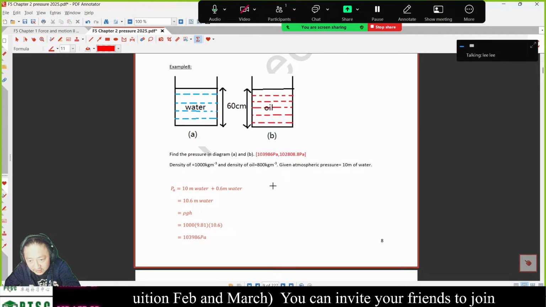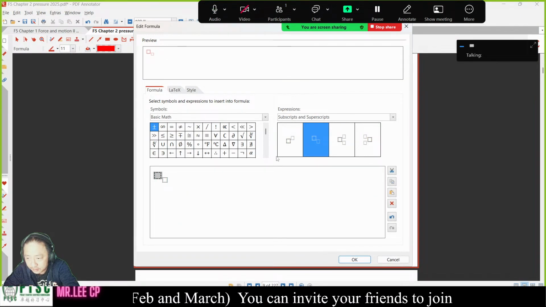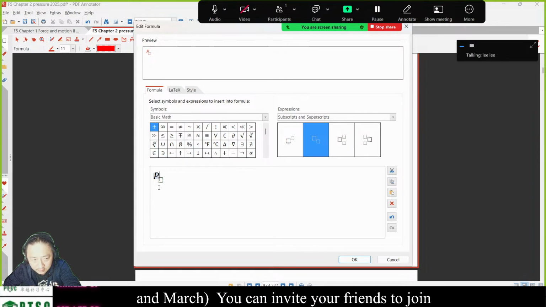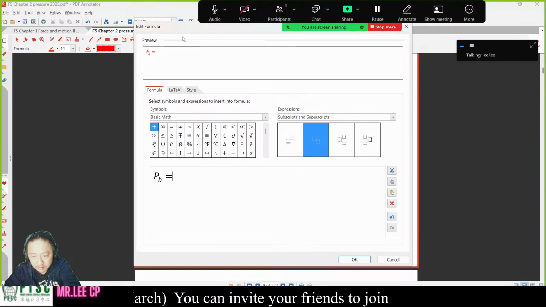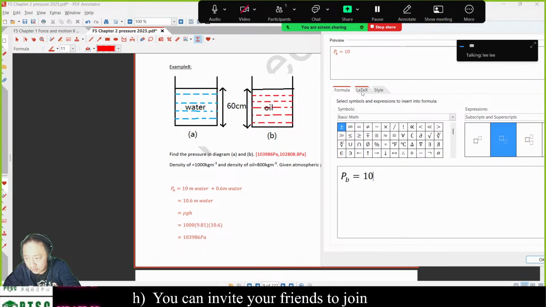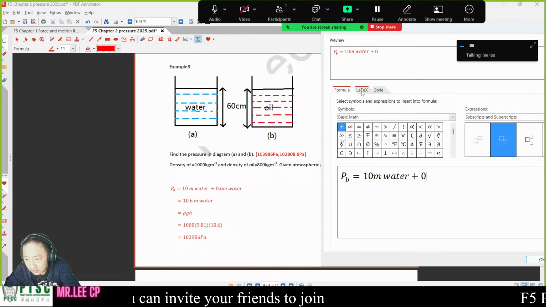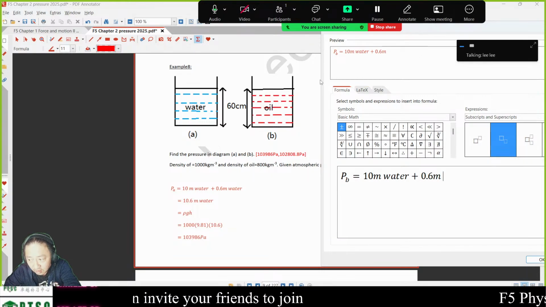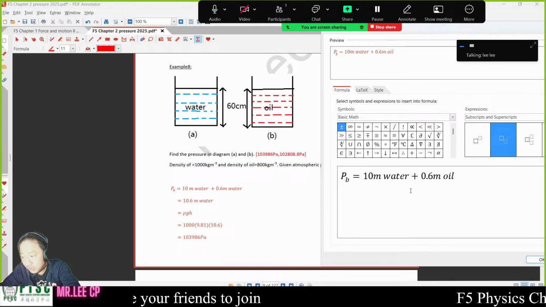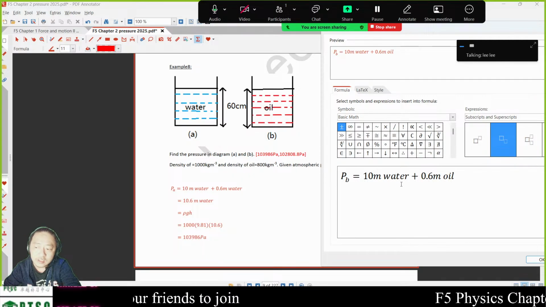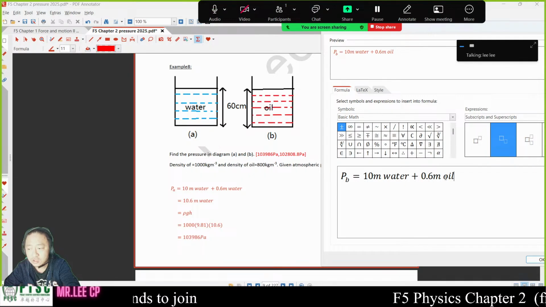This question is slightly harder. Pressure at point B is 10 meter water plus 0.6 meter of oil. So 10 plus 0.6, 10.6? Cannot. This is water, this is oil. This kind of question cannot do.